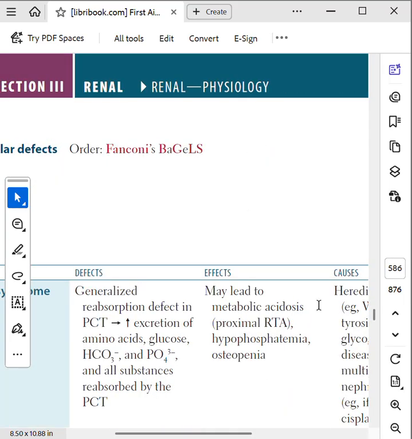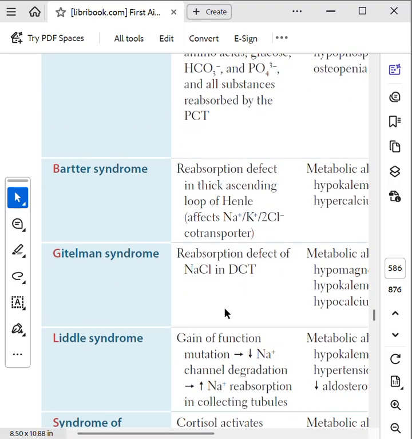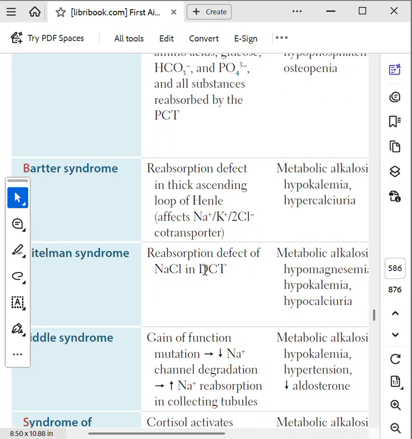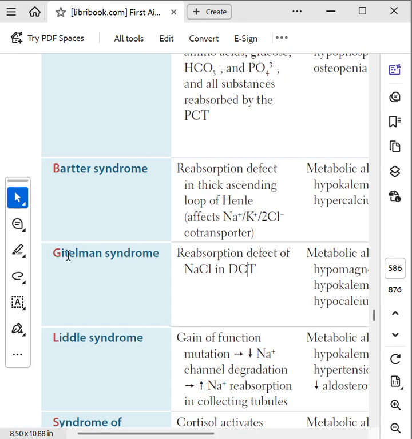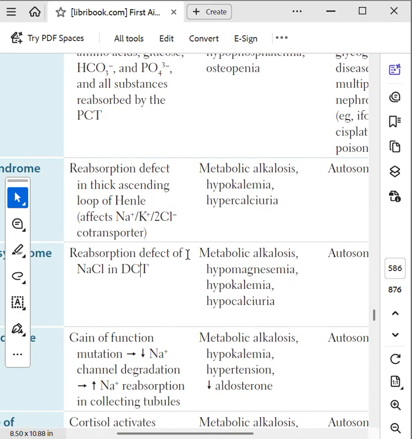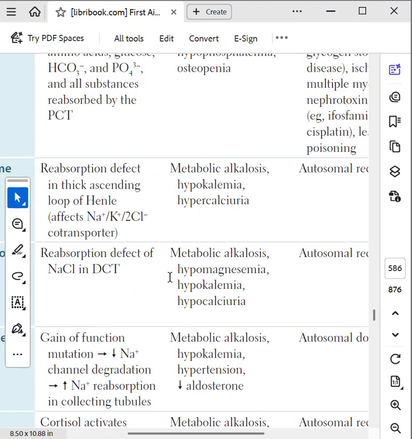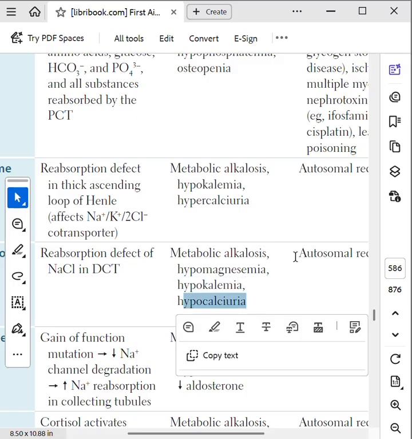Okay, now going back to our image, there's another thing that happens in the distal convoluted tubule. There's a reabsorption defect of sodium chloride in the distal convoluted tubule. So what happens in Gitelman syndrome? In Gitelman syndrome, there's a reabsorption defect of sodium chloride in the distal convoluted tubule. So if sodium chloride is not being reabsorbed in the distal convoluted tubule, what will happen? You will have metabolic alkalosis. You will have hypomagnesemia, because magnesium is not being reabsorbed now. You will have hypokalemia, potassium is being lost. Hypocalciuria, calcium is also being affected.